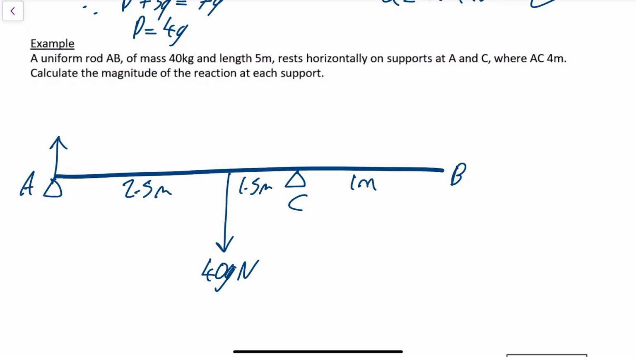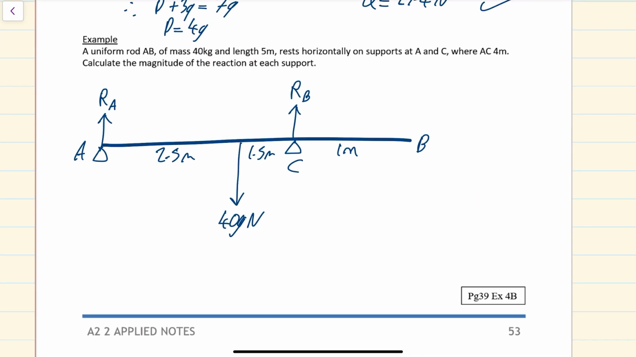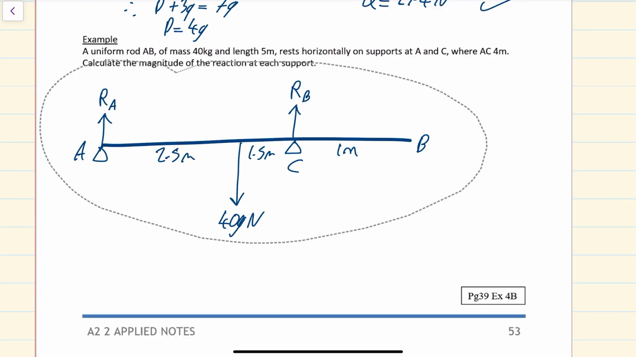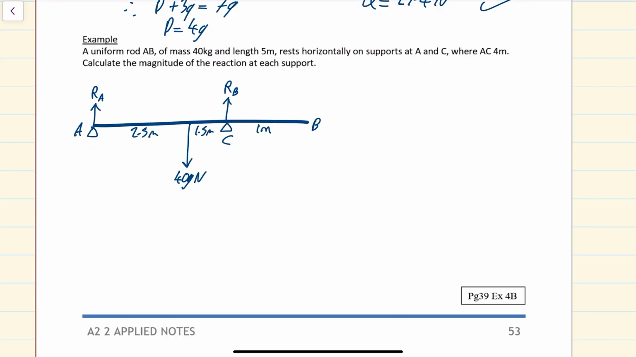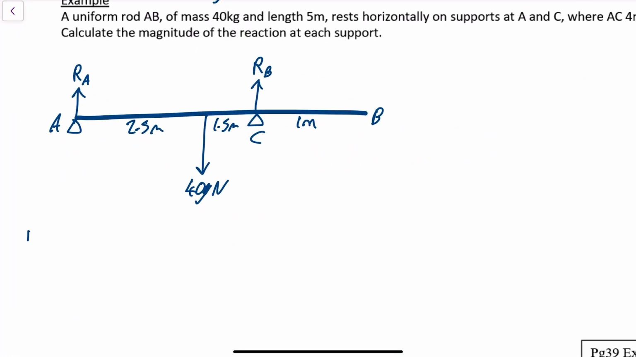Okay, and just to show you different, I could have said P and Q. I'm going to call that RA, so the reaction at A and the reaction at B. And we're good to go. Okay, so if we resolve vertically, you're going to have RA plus RB is equal to 40G. That's all we've got.